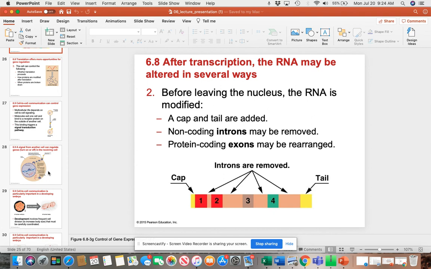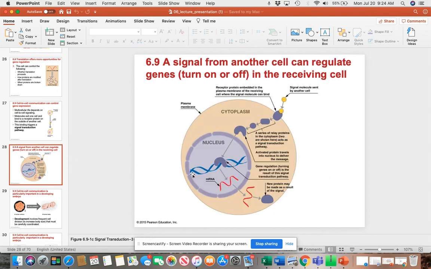Translation is where we actually get the formation: the transfer RNA brings the specific amino acid for the specific codon, and that's how we get translation to eventually have the specific amino acid.